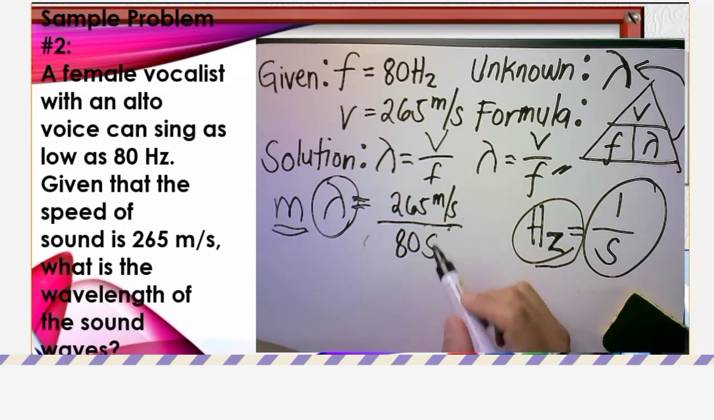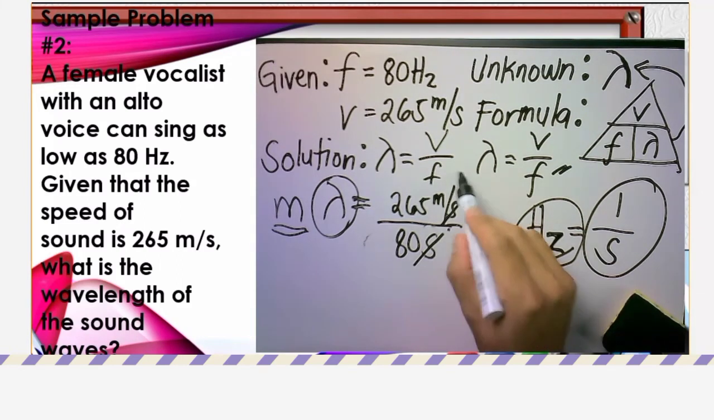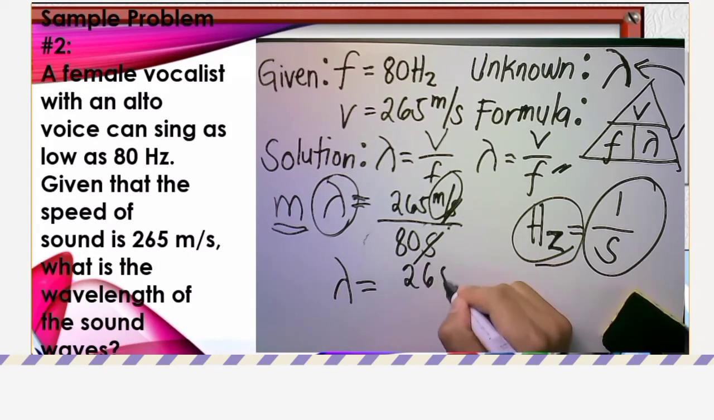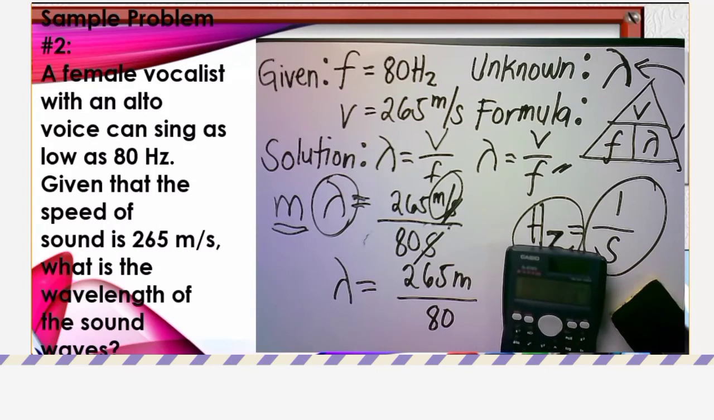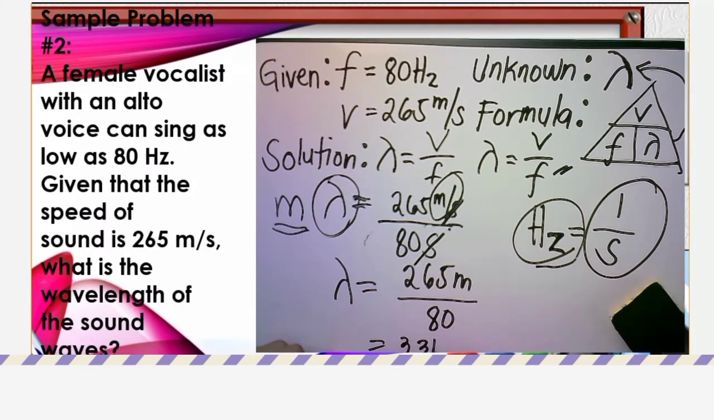Now, let us go back to our solution. Since there is already the same unit, what shall we do? Okay, you need to cancel same unit. And the remaining unit is meter. So, wavelength is equal to 265 meters over 80. So, what should be the answer? Can anyone answer my question? 265 meters over 80. What should be the answer? It should be 3.31. Okay?